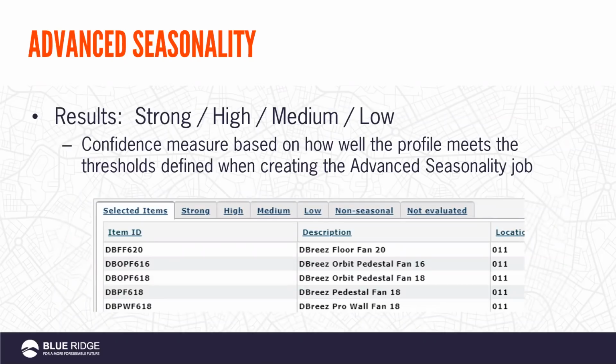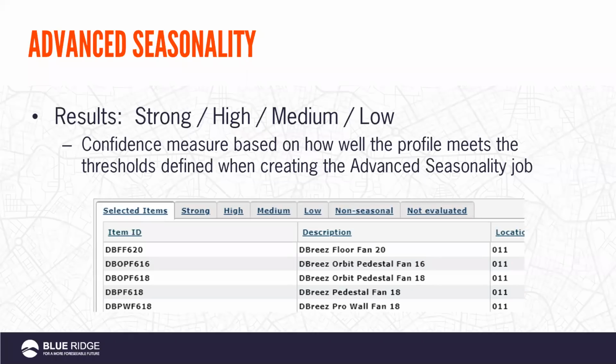After the process completes, you'll be able to check out those results. You're going to see multiple tabs across the screen: selected items, strong, high, medium, and low, non-seasonal, and then not evaluated. Okay, so what do all these tabs mean? Selected items, these are items to be analyzed based upon that filter criteria, right? Maybe you picked a specific supplier, a specific location, a specific activity code. So this represents the entire population of items based upon your filter criteria.